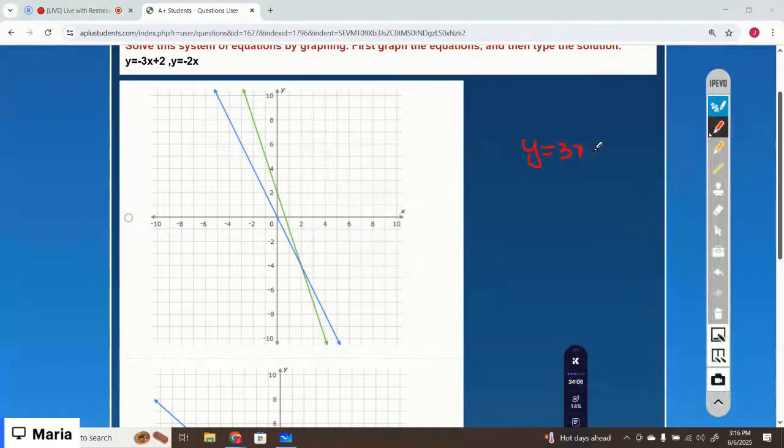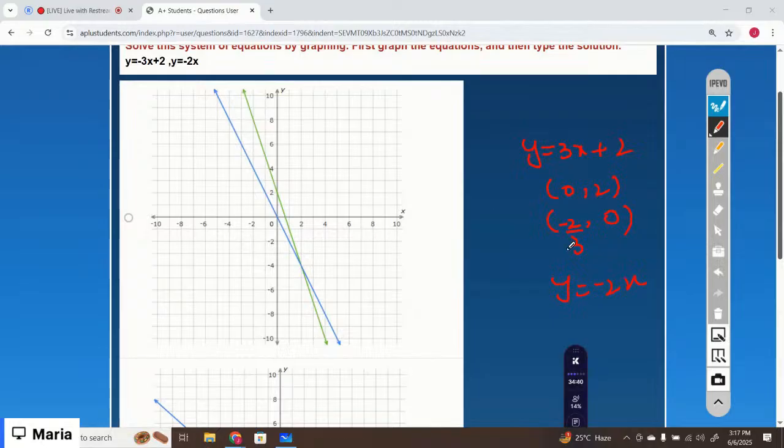y equals 3x plus 2. So when x is 0, y is 2. So when y is 0, x is negative 2 by 3. Now y equals negative 2x.